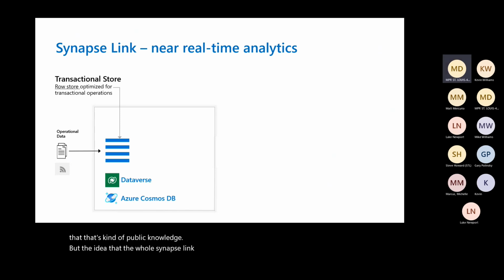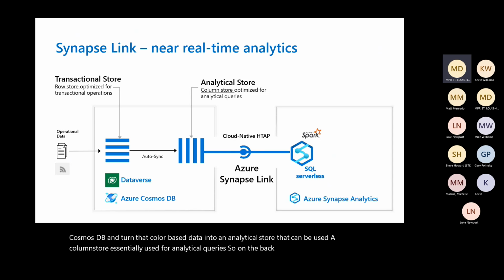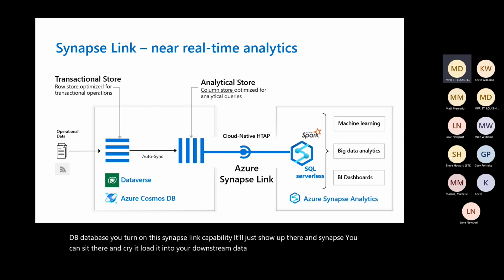technology is the ability to take some other operational data store like Dataverse or Azure Cosmos DB and turn that row-based data into an analytical store, essentially a column store used for analytical queries. So on the back end, we'll actually be making Parquet files for you, more or less what we call real-time analytics. If you have a Cosmos DB database and turn on this Synapse Link capability, it'll just show up there in Synapse. You can query it, load it into your downstream data store. A really cool capability, and a lot of investment on this.